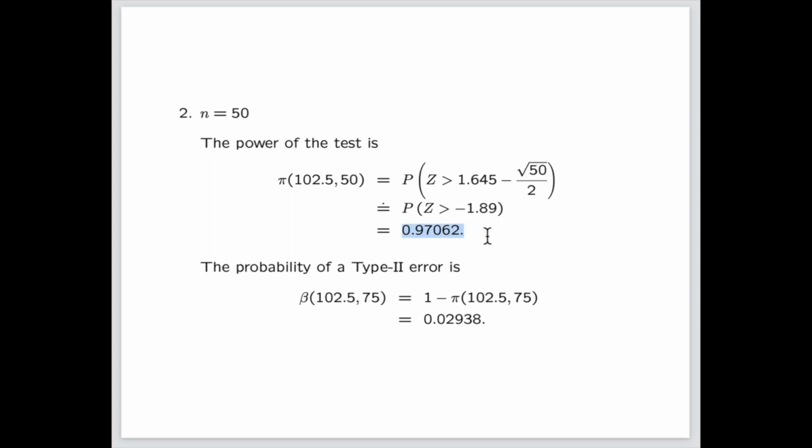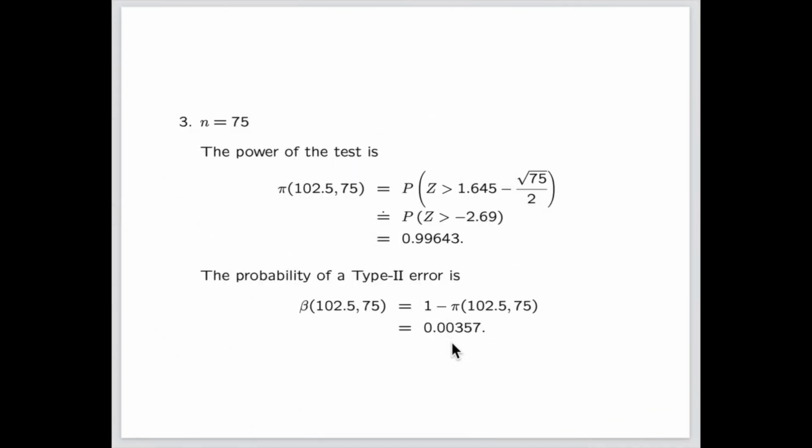So there is about a 97 to 97.1% chance that we will get a sample that will lead us to correctly conclude that the null hypothesis is not true and the alternative is true, if in fact the mean happens to be 102.5. So it's almost assured that when mu is equal to 102.5 and we're using a sample of size 50, we're almost assured of correctly rejecting the null hypothesis. The probability of a type 2 error is only about 2.9%, as you can see here.